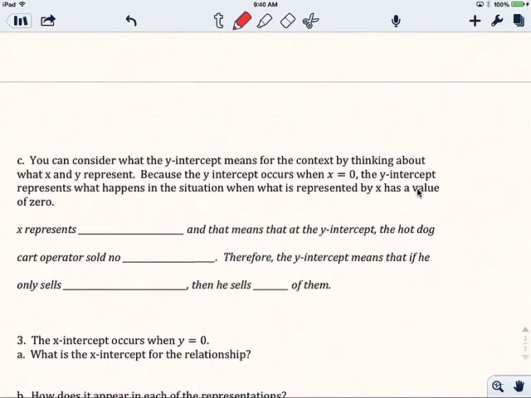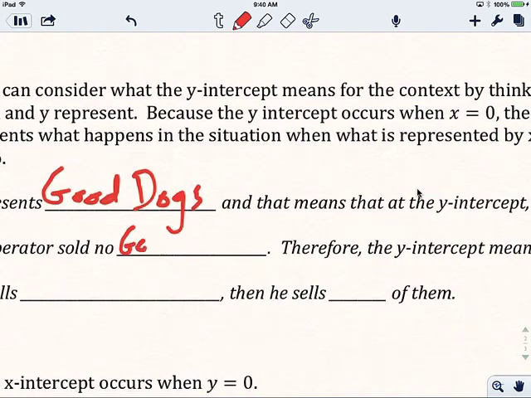Consider what the y-intercept means for the context by thinking about what x and y represent. Because the y-intercept occurs when x equals 0, the y-intercept represents what happens in a situation when what is represented by x has a value of 0. So I said before x represents good dogs. And that means that at the y-intercept, the hot dog cart operator sold no good dogs, because we said x was 0. And so he sold 0 good dogs.